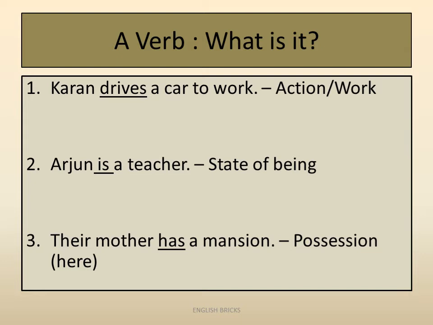So, let's relook at these sentences now. Karan drives a car to work. What does Karan do? Drives a car. So it talks about action or work. Arjun is a teacher. Is talks about the state of being, the condition, the status of Arjun, the situation Arjun is in. Their mother has a mansion. In this context, has talks about possession, ownership. So what do you gather from this? What do you think is the function of a verb? What do you think a verb does in a sentence?